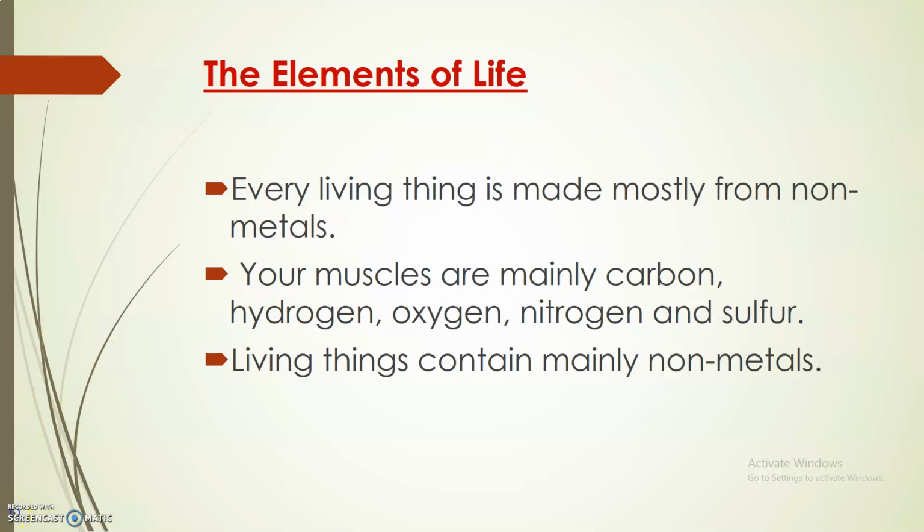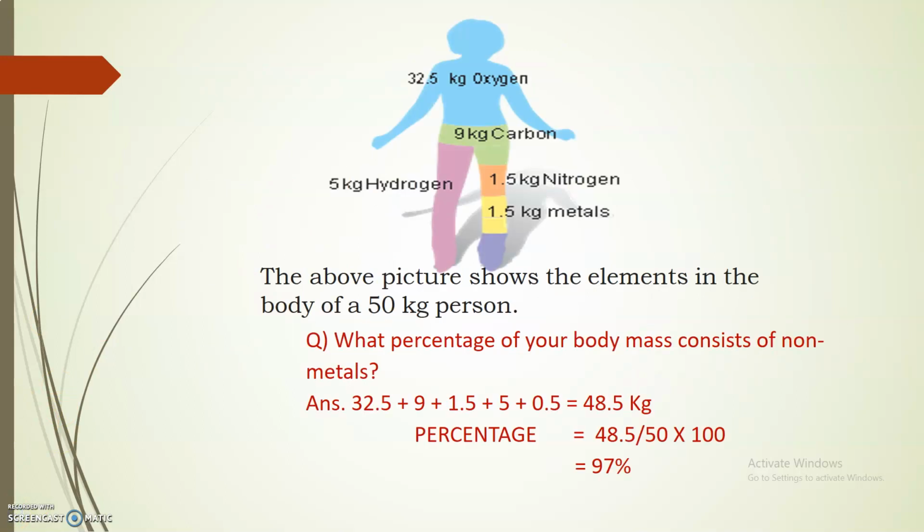You can see the picture. This picture shows the elements in the body of a 50 kg person. Imagine this 50 kg person: you can see 32.5 kilograms of oxygen, 9 kilograms of carbon, 5 kilograms of hydrogen, 1.5 kilograms of nitrogen, and only 1.5 kilograms of metals. This is the case of a 50 kg body, and 0.5 kilogram of phosphorus. You can see that most of the elements are non-metals and only 1.5 kilograms is metals.